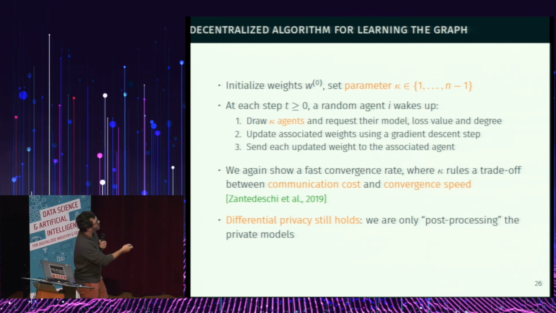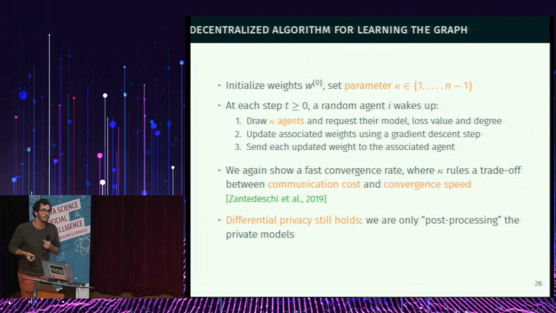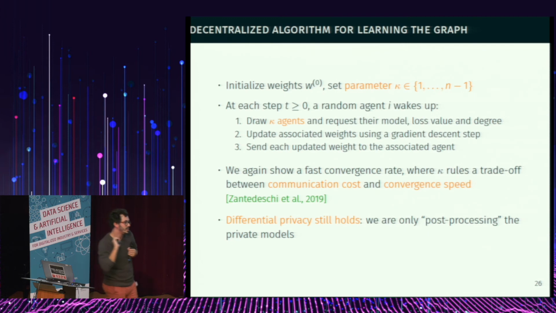In fact, it's fine because we are only post-processing the models here. So this is one of the nice properties of differential privacy, that if I give you the output of a differentially private algorithm, you can do whatever you want with it as long as you don't know the original data. This is going to remain differentially private. So here it is the same. We have already made the models differentially private in the first step. We're not touching the training data anymore in any of this step, so we are fine. We don't have to do anything more to maintain the privacy guarantees.